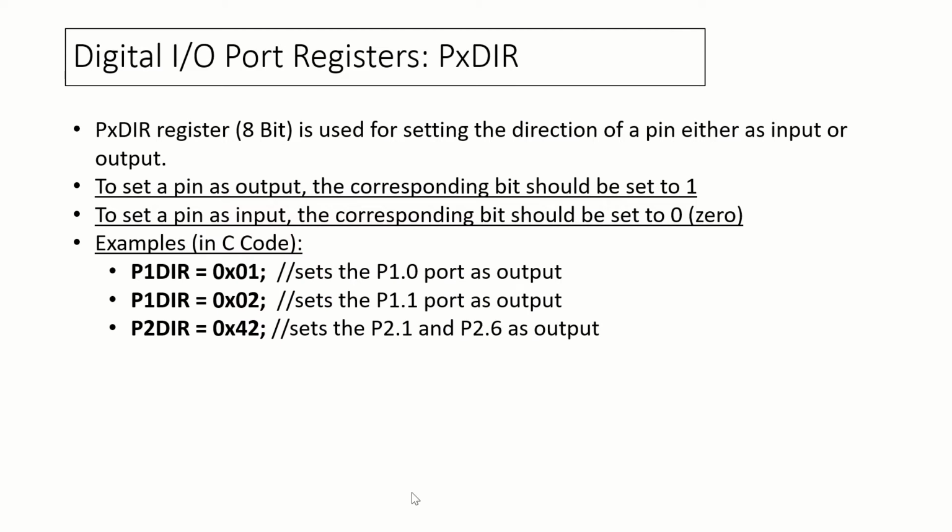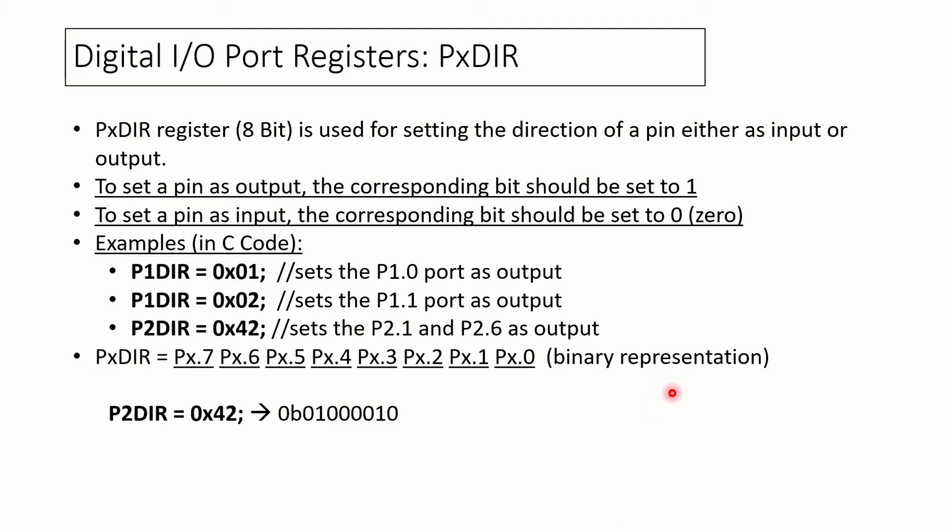P1DIR is equal to 01. This sets the P1.0 port as output. P1DIR is equal to 02 sets the P1.1 port as output. P2DIR equals 42 hexadecimal. This sets the P2.1 and P2.6 as output.